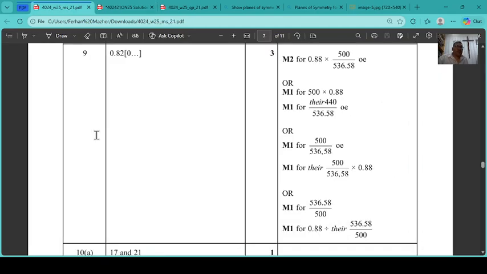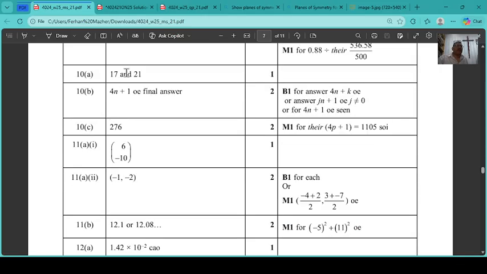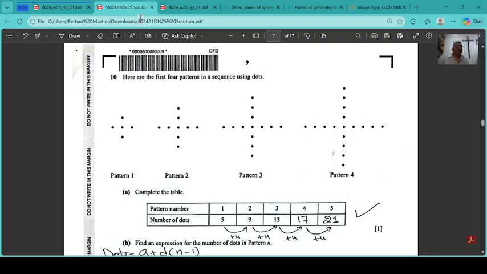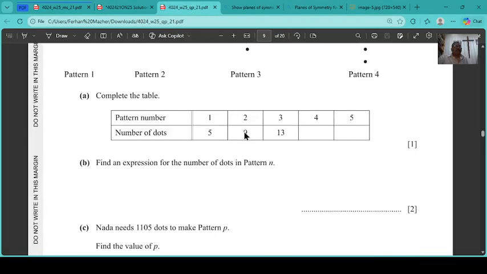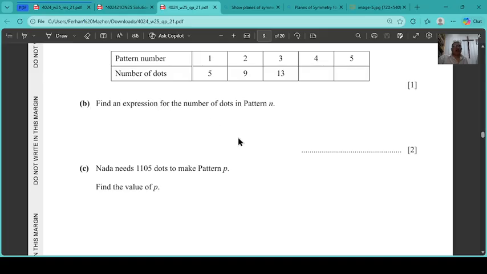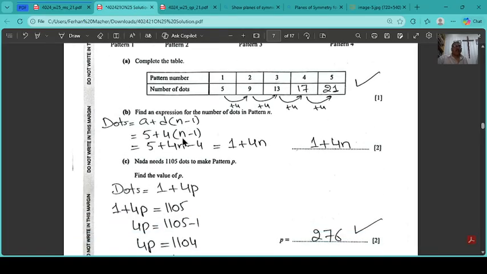Question number 10, part a: in that table the first thing will be 17, then you will have 21. So they're talking about these two numbers. Okay, then part b says find an expression for the number of dots in pattern n. So we want to find out the nth term.